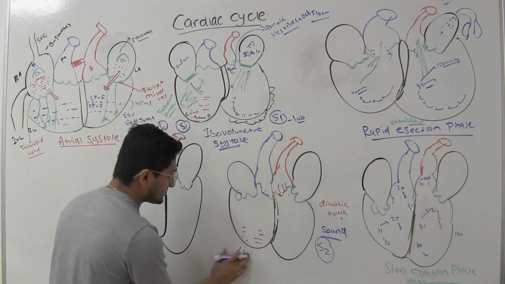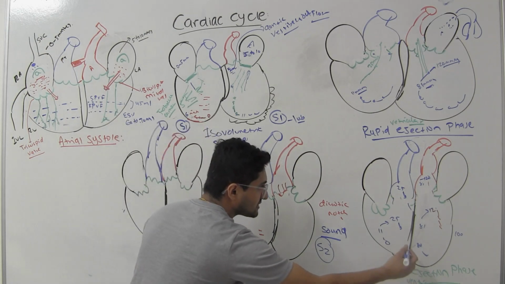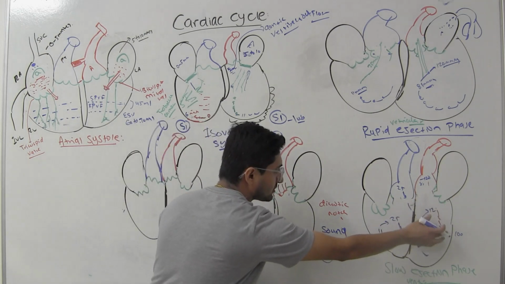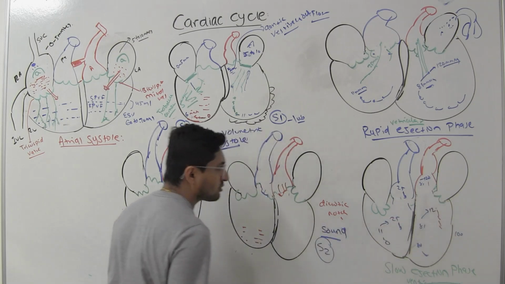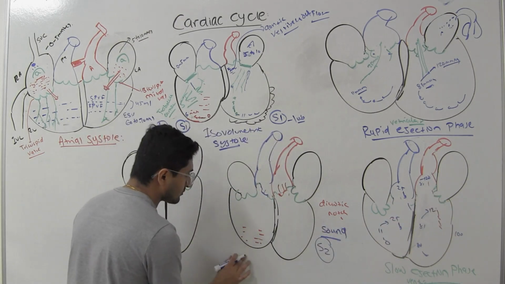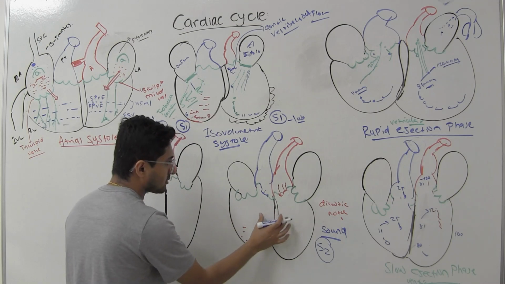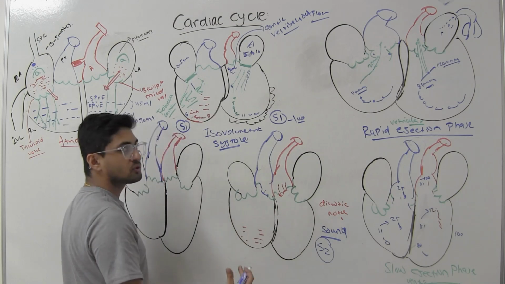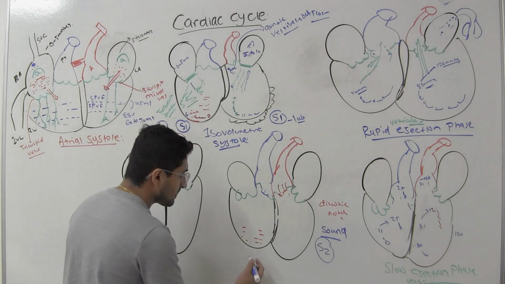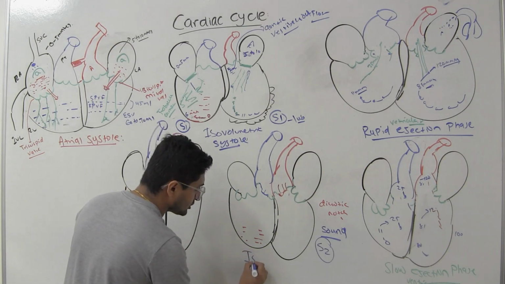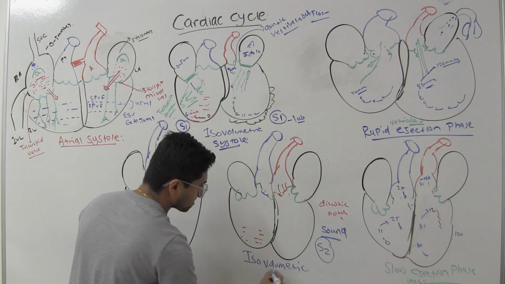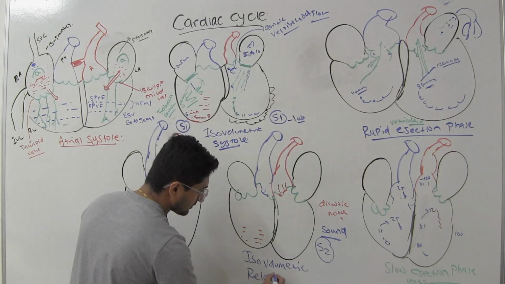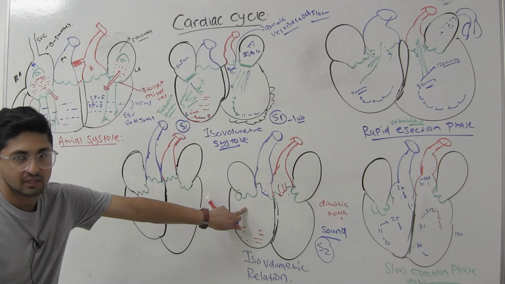Okay, but what phase is this? Because remember, this is the slow ejection phase, right? And as soon as the left side of the heart reaches about 100, 104 of pressure, the aortic valve closes, and when the aortic valve closes, it produces sound, right? And now the ventricle is going to do what? The ventricle is going to go through a process called the relaxation phase, right? And those phases we call isovolumetric relaxation. That is what is going to happen in this phase now.